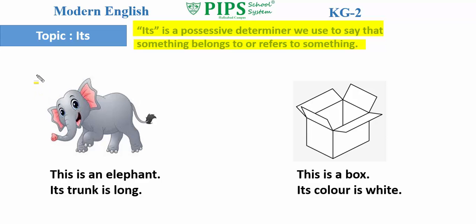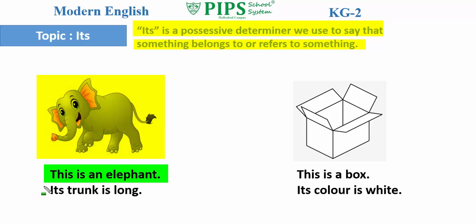So first of all, look at the first picture. It is an elephant. Now read the sentence with me. This is an elephant. Its trunk is long.